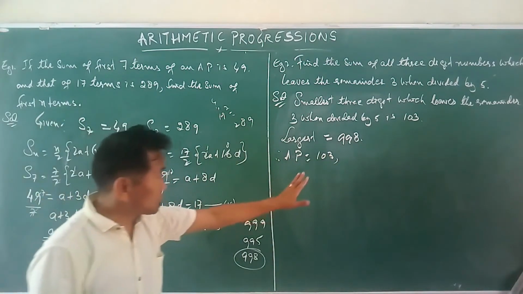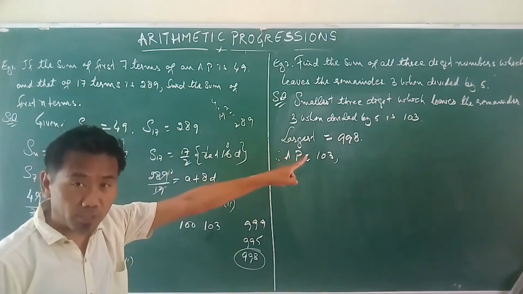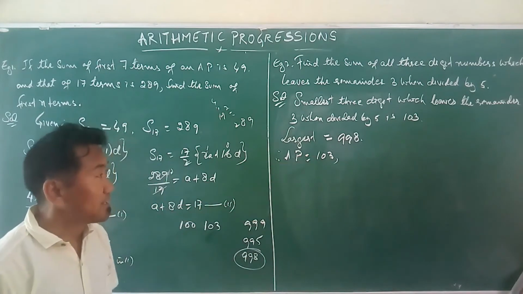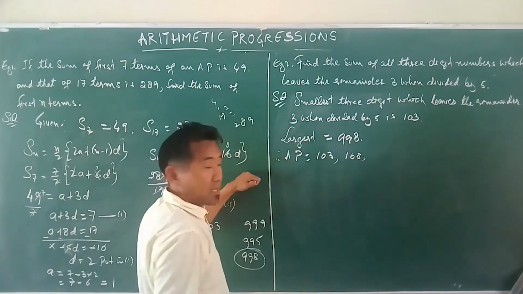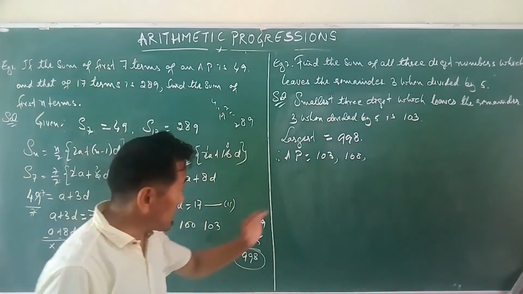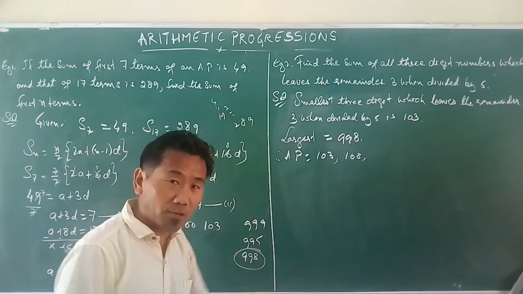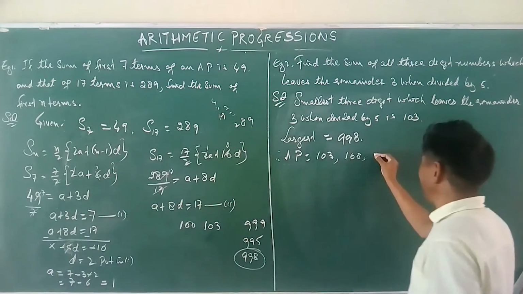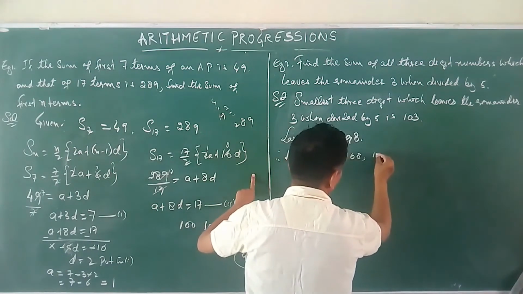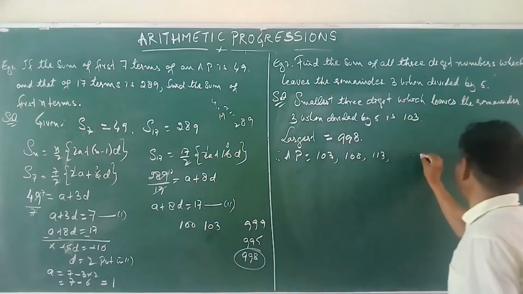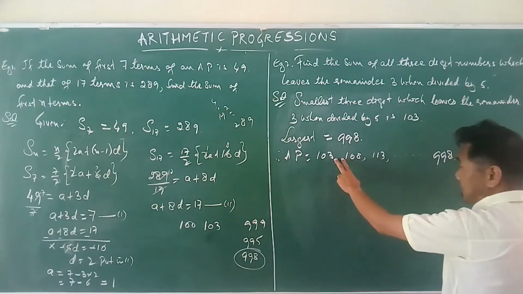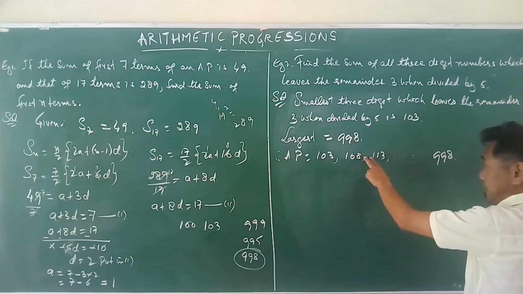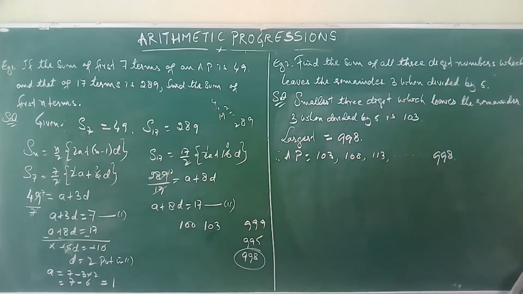Divided by 5, the next number which leaves remainder 3 is 108. Then 110 does not, so the next is 113, which leaves remainder 3. So 103, 108, 113, and so on up to 998. So this is an AP, with a common difference of 5.